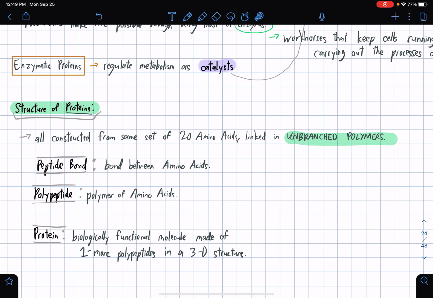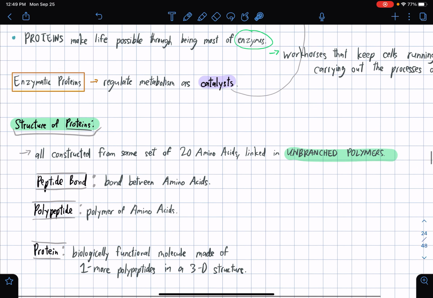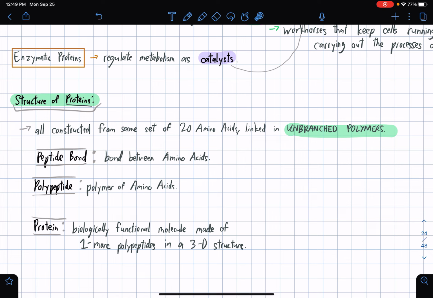For structural proteins, we have three. Wait, do we have three? Yeah. There is a peptide bond, the bond between amino acids, polypeptide. I'm sorry, these are not parts of a protein. They are various kinds of structures of a protein. So we have a peptide bond. This is the bond between amino acids. A polypeptide is a polymer of amino acids. And a protein is a biologically functional molecule made of one or more polypeptides in a 3D structure. This isn't a structure of a protein, by the way. This is a bond between amino acids.